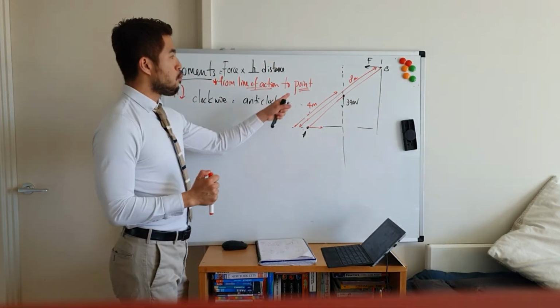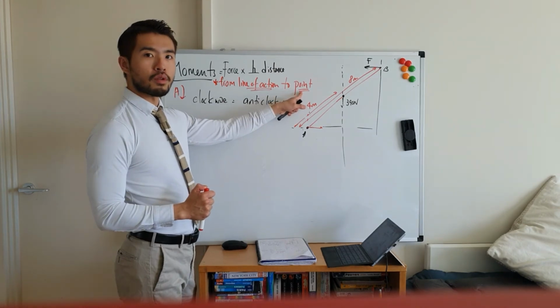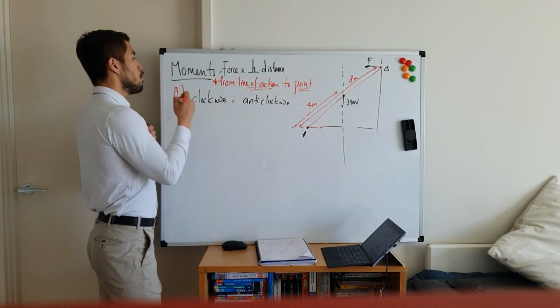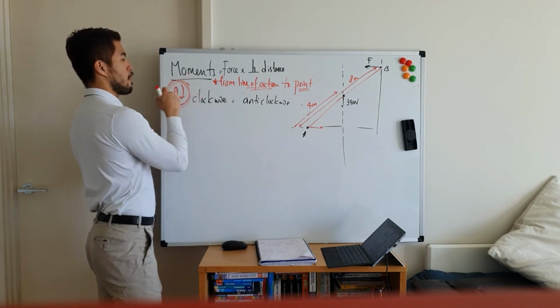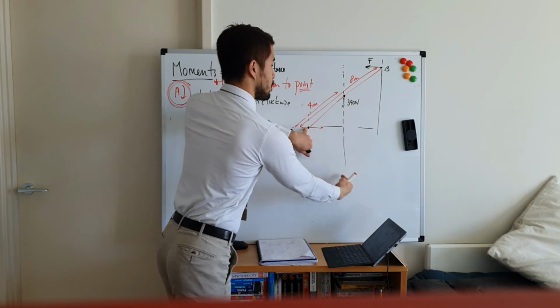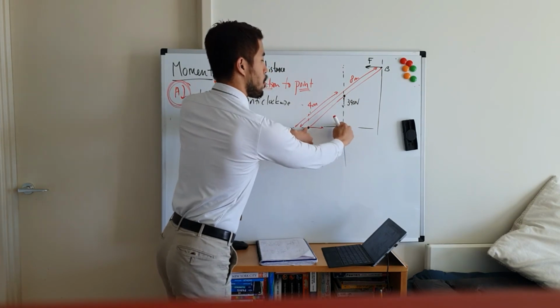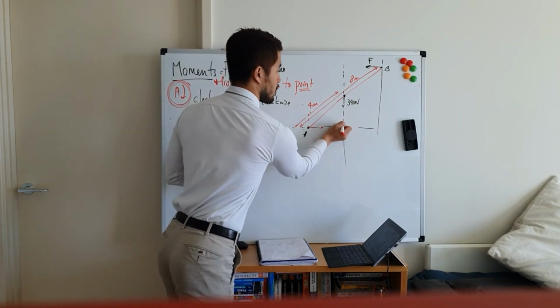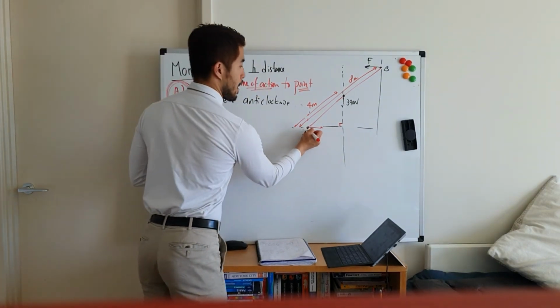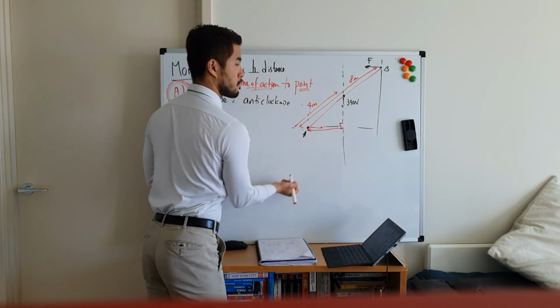So what point are we talking about? The point we're taking moments from. So the point of moment we're taking from is A. From A to the line of action, there's a perpendicular point, which is this point. This point is perpendicular, so the distance is from A to this point.